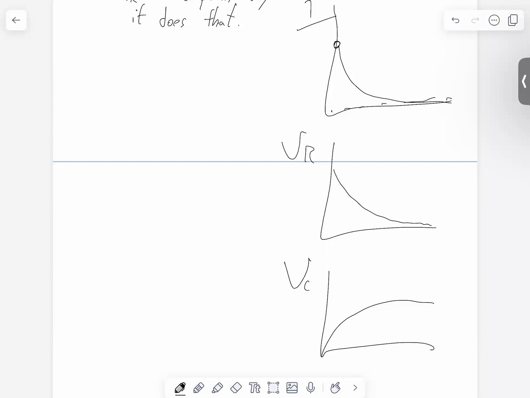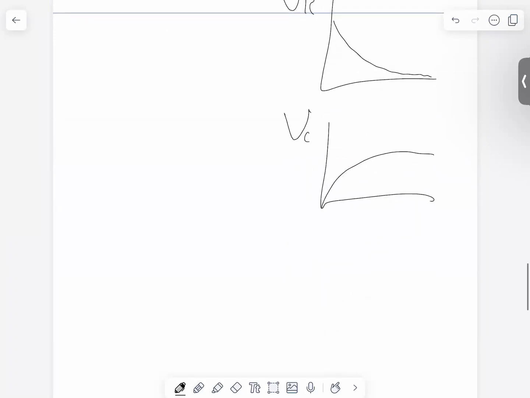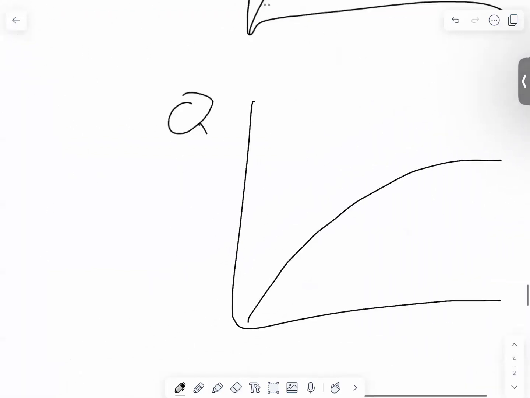Wait, hold on. Voltage across the capacitor, charge across the capacitor. We have reason to believe charge across the capacitor rises asymptotically, tapering off. The charge across the capacitor's derivative is the current in the circuit. What does the derivative of this function look like? What's the initial derivative? Daniel, what's the initial derivative of this function look like?